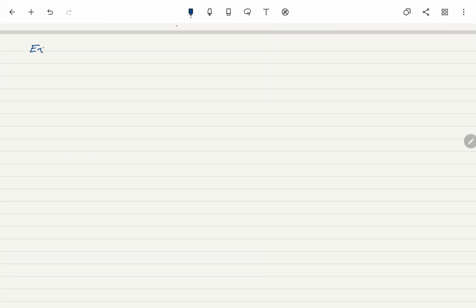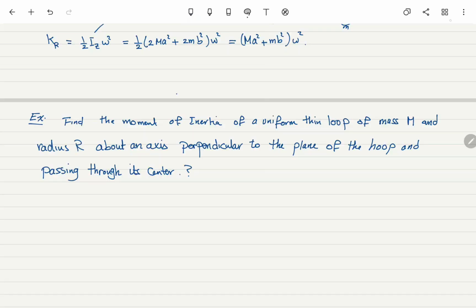Example: find the moment of inertia of a uniform thin loop of mass m and radius r about an axis perpendicular to the plane of the hoop and passing through its center.